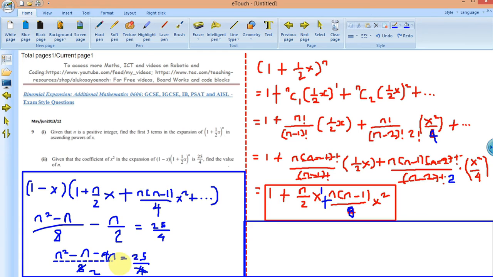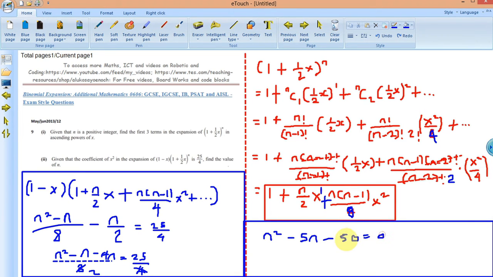So now what do I have here now? I have n squared minus n minus 4n, that is minus 5n. Now this one, if you cross multiply, will be equal to 50. Bring 50 back, that will be minus 50. So I equate it to 0, it's a trinomial equation now, our quadratic equation, so I can solve now. I want a product of 50, so this will be minus 10 times 5. So this is correct.